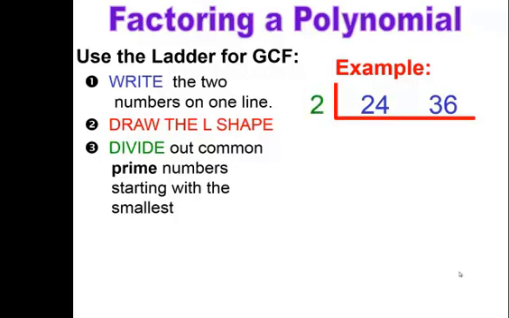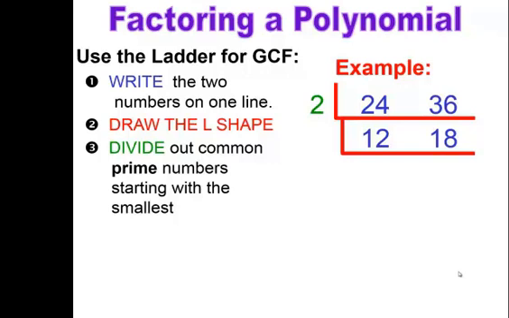You're going to take that 2 and write it on the outside of the box. Then divide that 2 into 24, and whatever's left goes underneath the 24, so you end up with 12. Then divide the 2 into 36, and whatever's left goes underneath the 36, which in this case is 18. You want to continue this process until they no longer have common factors.